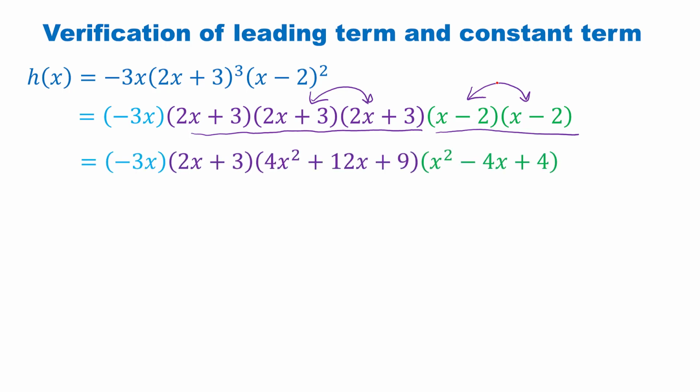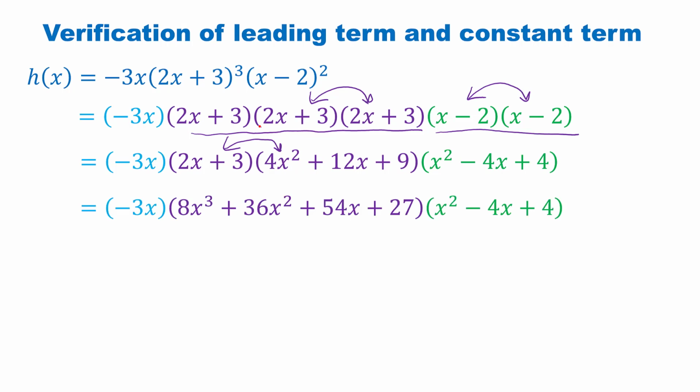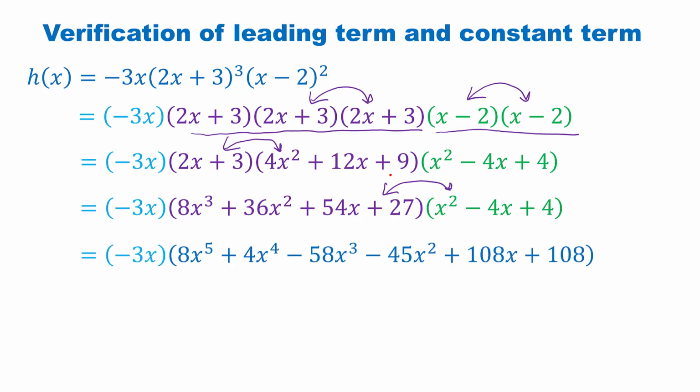And here we have the result. And next I'm going to take 2x plus 3 times 4x squared plus 12x plus 9. Our expression here is getting a little more complicated looking. I'm not going to show all the steps here. You can try this on your own, but I'm going to take the result of 2x plus 3 cubed times the result of x minus 2 squared. And then we get this kind of ugly looking thing here.